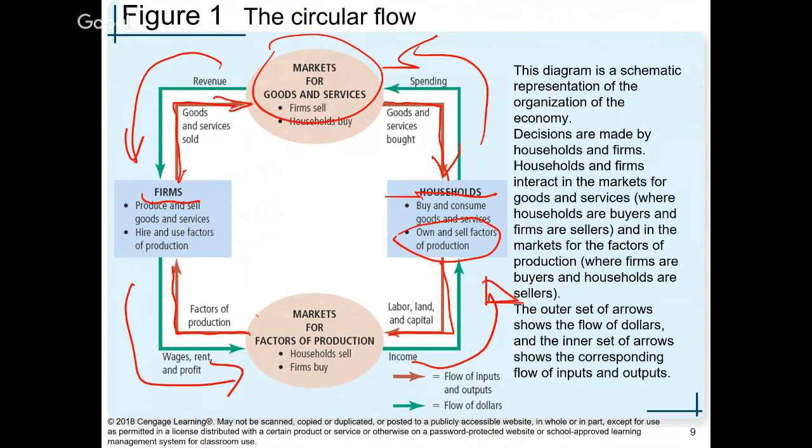Now, guys, you will see questions like this on the test. So I might give you a little diagram here and then ask you which party is on the supply side, which party is on the demand side for which market. Okay, so make sure you remember that for the market for good and service, firm supply, household demand, and then for the market for factor productions, it's firm demand, household supply. All right.